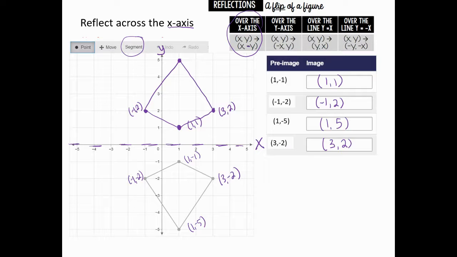So either way, you can either fill this out first and then plot those points, or you can just take these points, reflect it, and write them down. So hopefully that helps you with this problem.